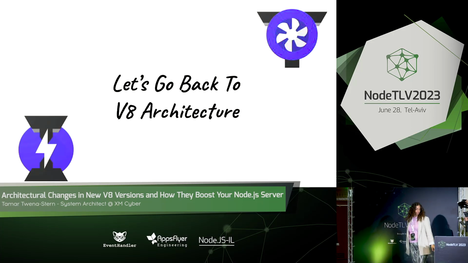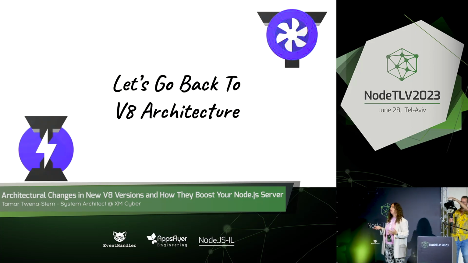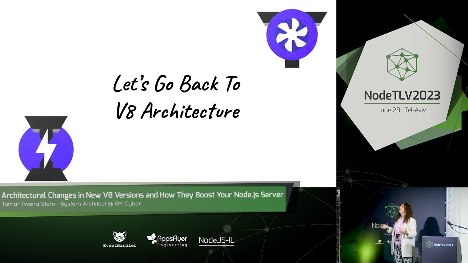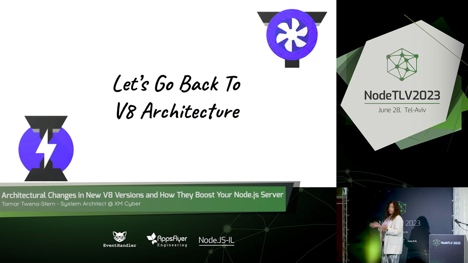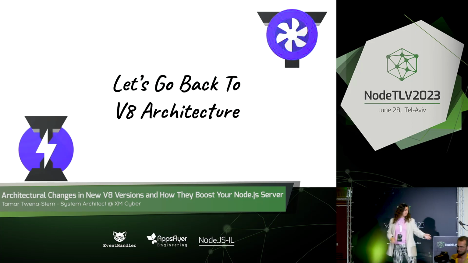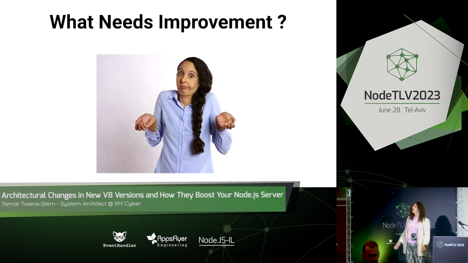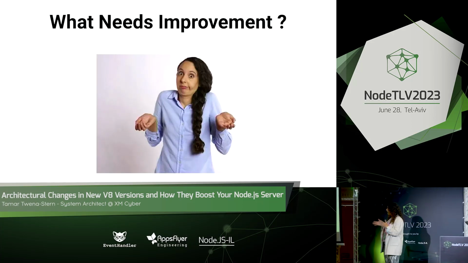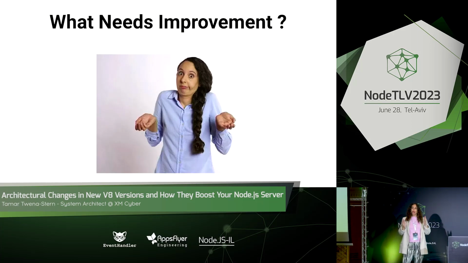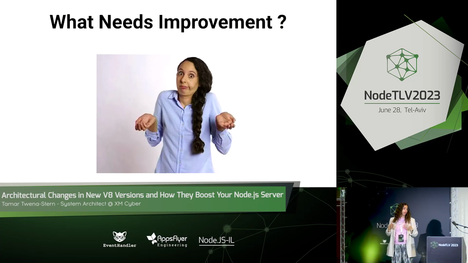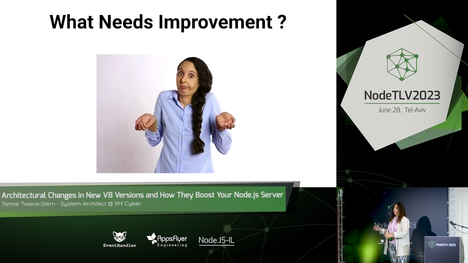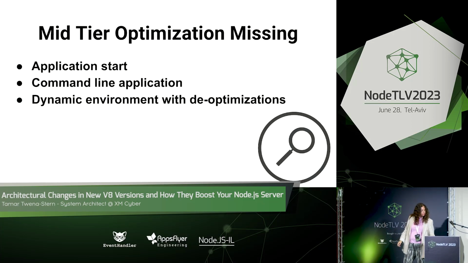Let's go back to our V8 architecture. We spoke a lot about Ignition, the interpreter, the Turbofan compiler, and optimization and de-optimization. So the question is, what actually needs improvement? Where were the weak spots of V8? What was actually missing is mid-tier optimization.